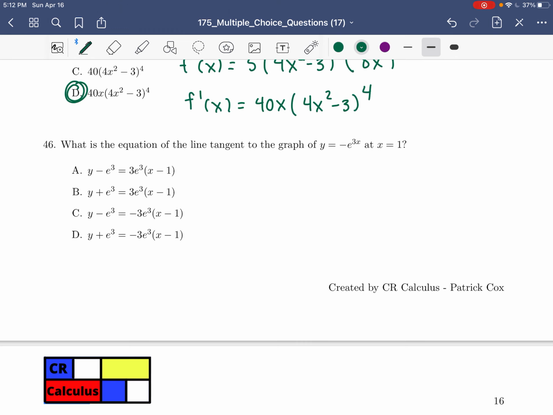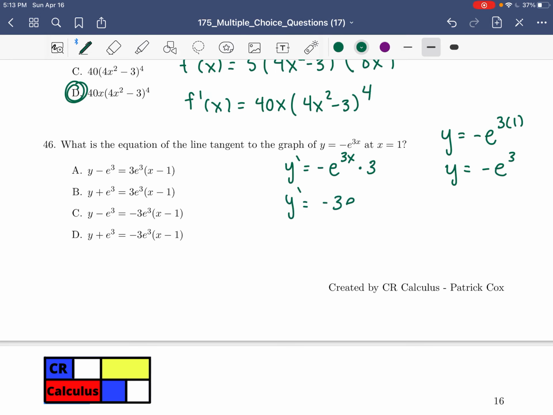Okay, this one we have equation of a tangent line. So the first thing I need to find is my actual y value. So y equals negative e, and then we know our x value is 1, so I can replace that. So really, my y value here is just going to be negative e to the 3rd. Then my derivative, so y prime, it's going to be negative e to the 3x, because that's our outside function, times the derivative of the inside here is the derivative of our exponent, so times 3.